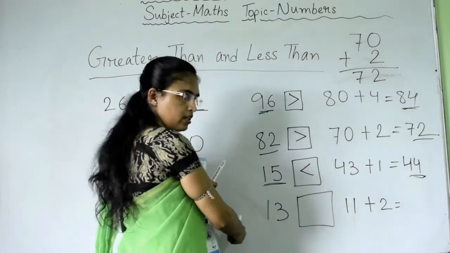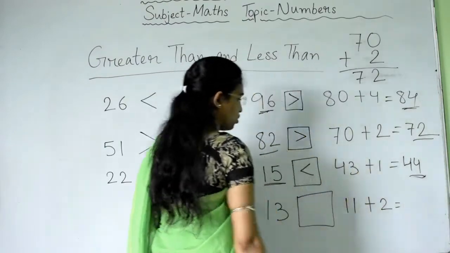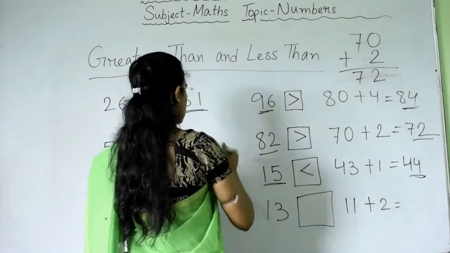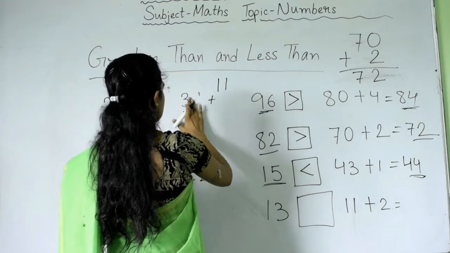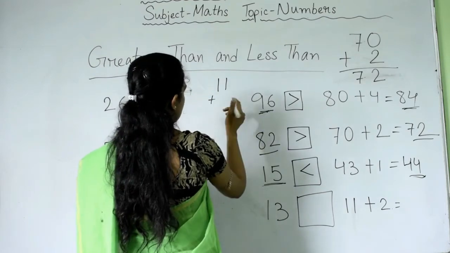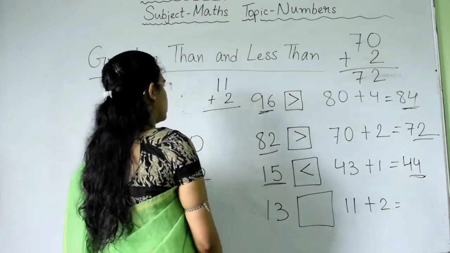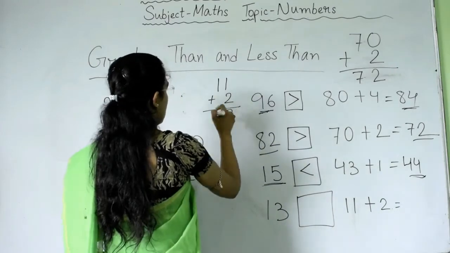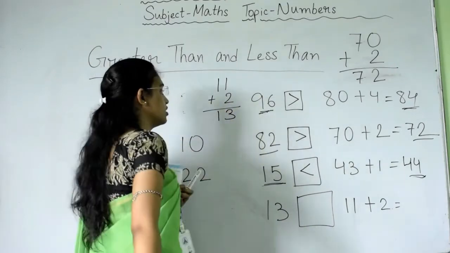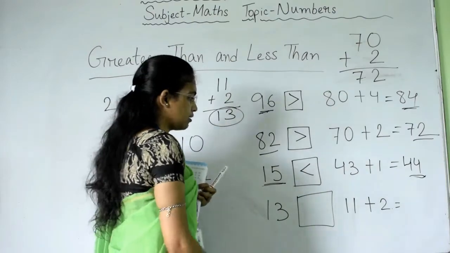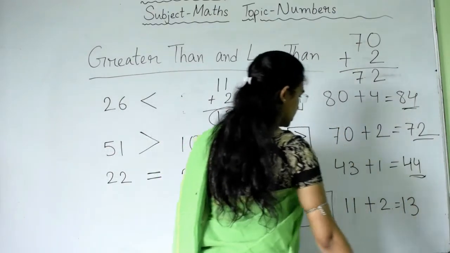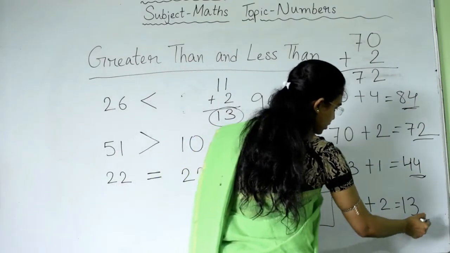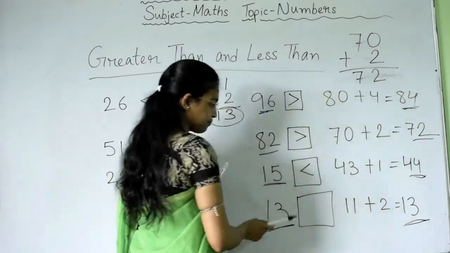Now I have written 13 here and here I have written 11 plus 2. So first we have to find out this result. So 11 plus 2 means how much? 2 plus 1, yes, 3, and here is nothing, so I have to put 1 here. So what is the answer? 13. That means 11 plus 2 equals to 13. So on this side which number do we have? 13, and on this side also we have 13. So both the sides are same.